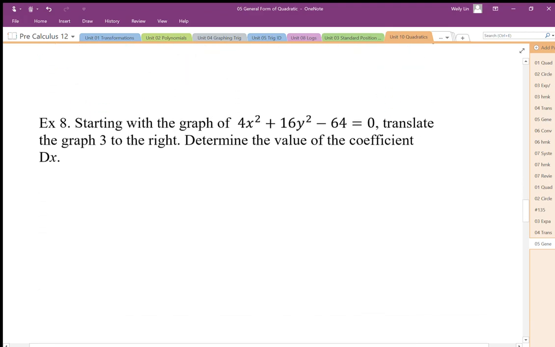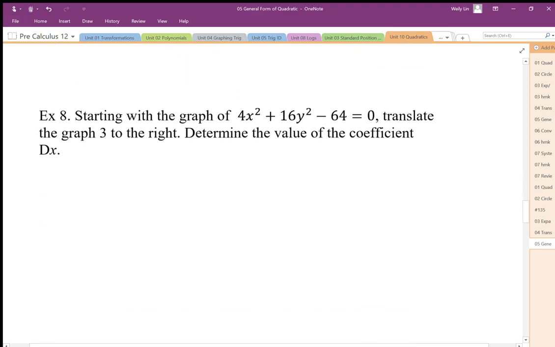So what about this one? If I translate to the right, I should have some effect on D. So what's the effect on D? And we're going to try to generalize this as well. So we'll put in the translation factor. Moving 3 to the right is going to be x minus 3. That translation is going to affect that f value.